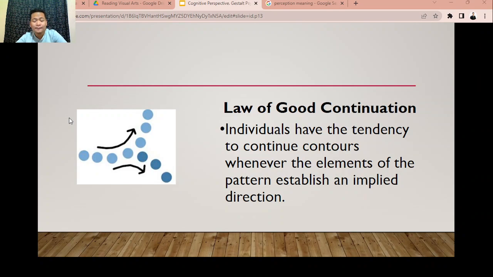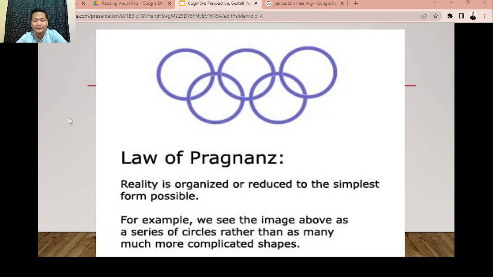Now, why do we connect it from other subjects, or why do we connect it from our previous lessons? Because students would understand better the material if it is connected to their prior knowledge. Okay, that's the principle behind it. Okay, next we have the law of pragnanz.